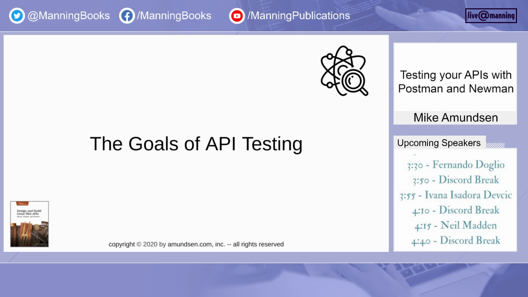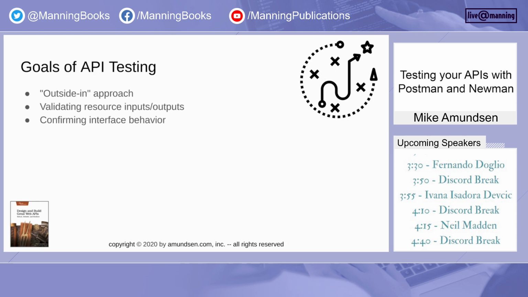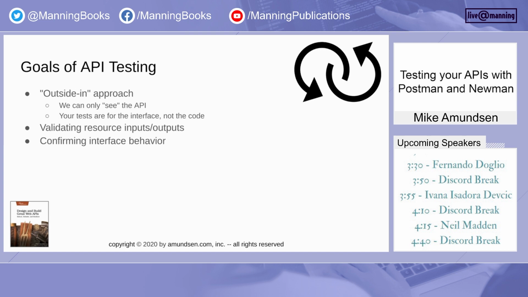So let's talk about the goals a little bit. Goals are really important. Why are we doing API tests? It turns out that doing tests for APIs is not the same as testing for code. So it's really important to keep this in mind. Essentially, what we're doing is we're testing the interface. That's all we can test.